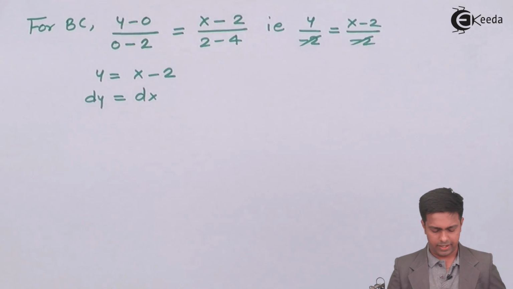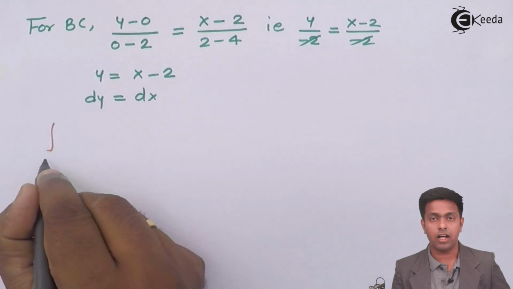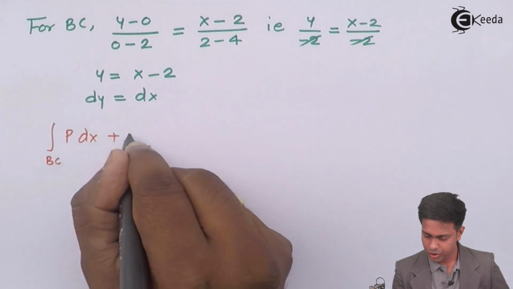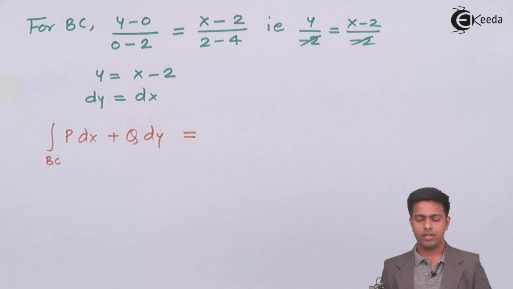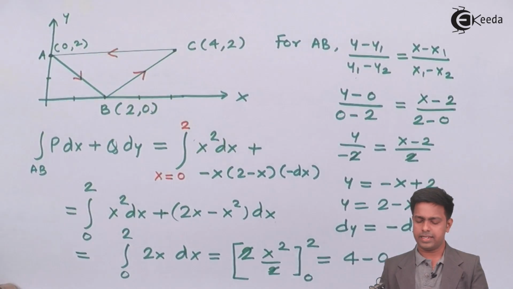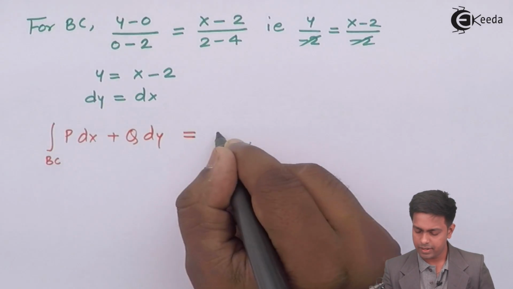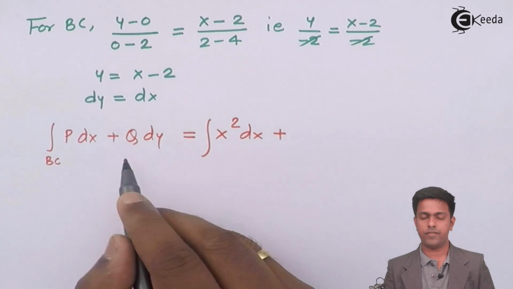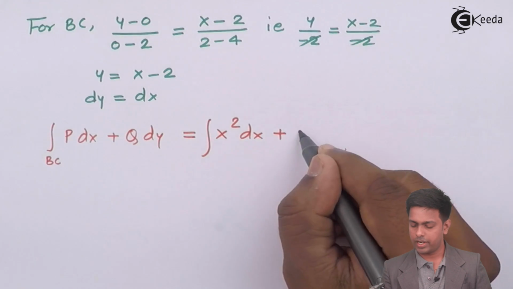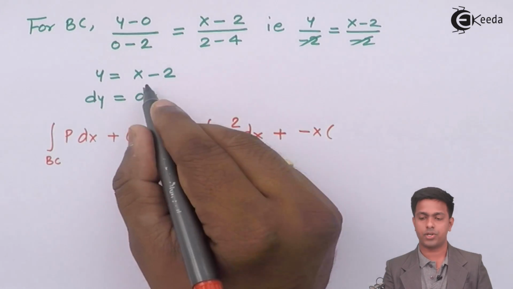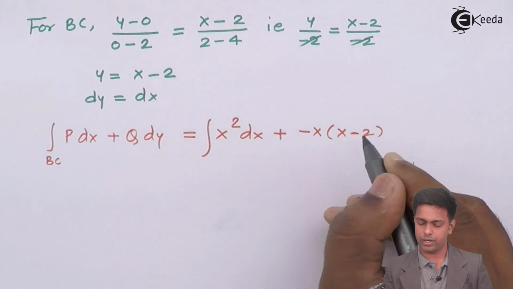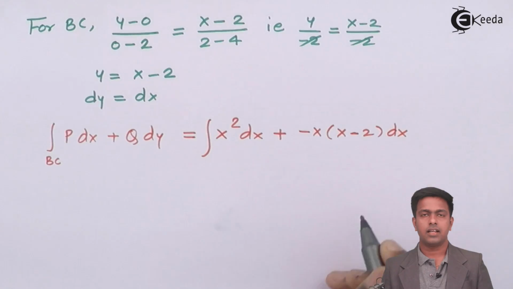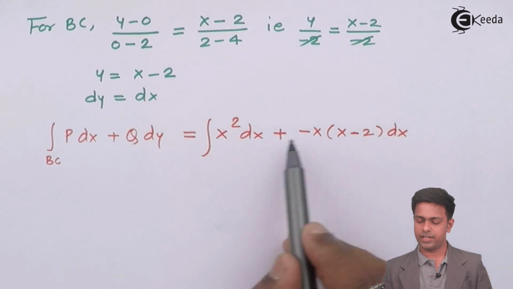So let's find out the integral along BC. So it is p dx plus q dy equal to. So let's start. The value of p is x square, so x square dx as it is, integration. Then plus the value of q is negative xy. So negative x, and y I'll substitute by x minus 2 because here we got the value of y. And then we have the dy term. So dy is dx. Now I've converted the whole integration in terms of x.